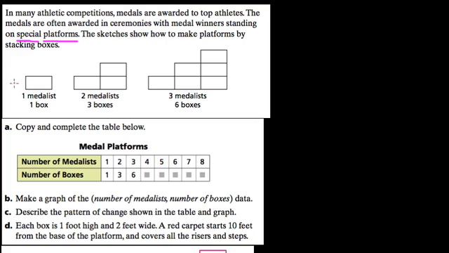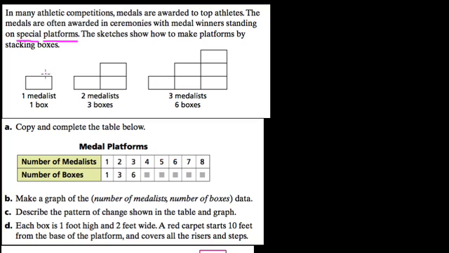So here, let's say we have one podium for the person to stand on. Here we have two podiums to stand on, but one is higher than the other. The winner would stand on the higher stack of boxes. And then here we have first, second, and third place. The first place person would stand on the highest stack, second person on the second highest stack, and the third person on the third highest stack.